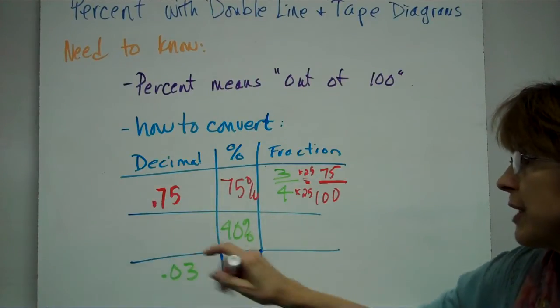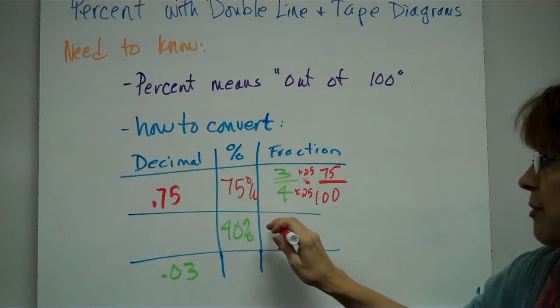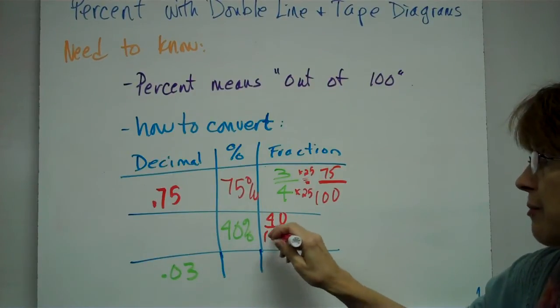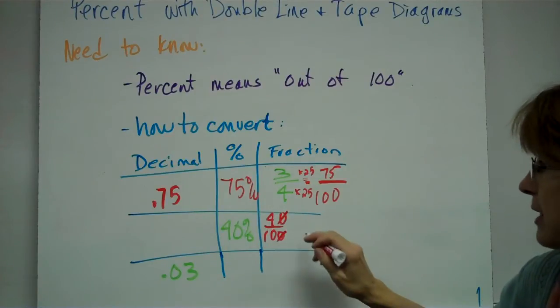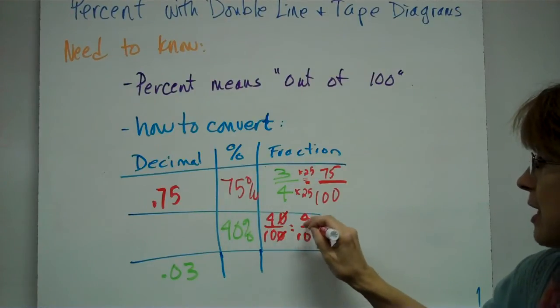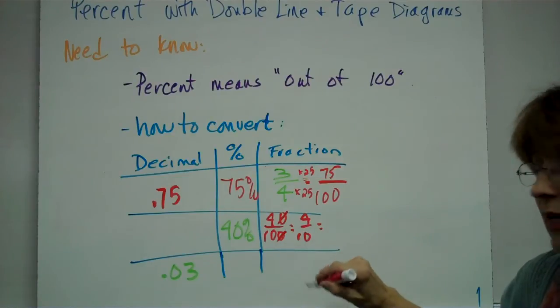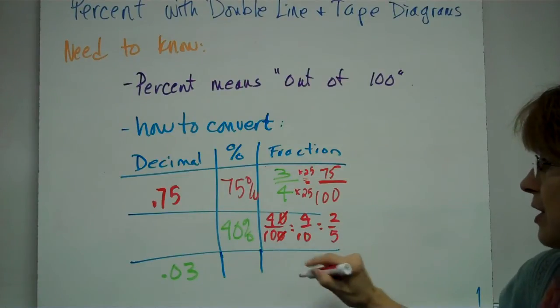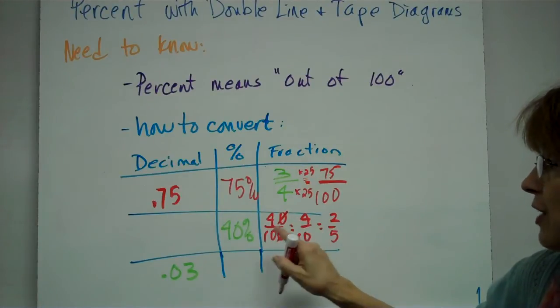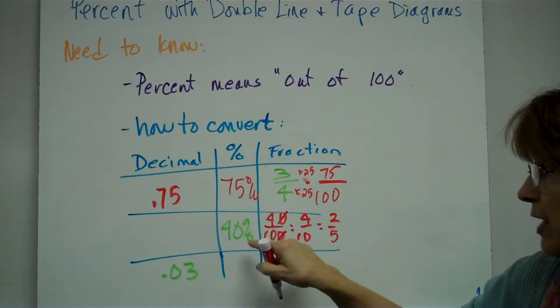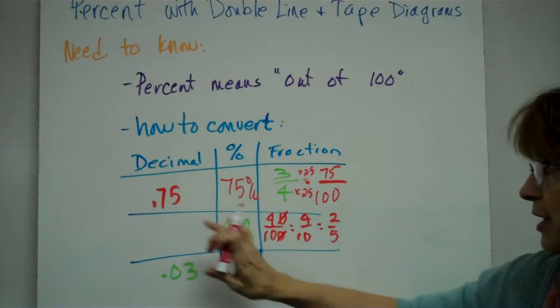To get 40%, well, 40% is a percent, so that means 40 over 100, because percent means out of 100. We can reduce that, knock off the zeros by dividing by 10. We get 4/10. We can reduce that some more by dividing by 2, and we get 2/5. So 40% equals 2/5. We can go straight from either the fraction or the percent to get my decimal.